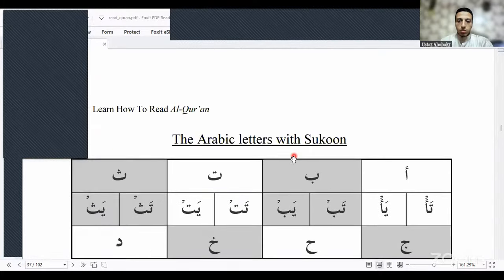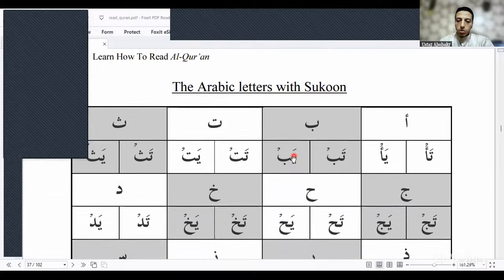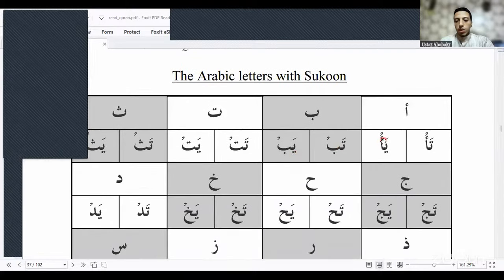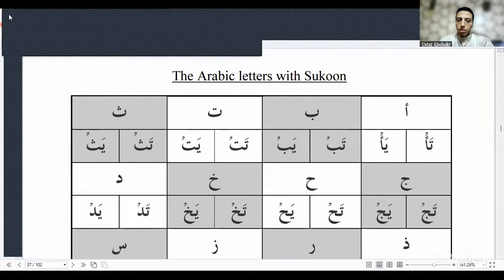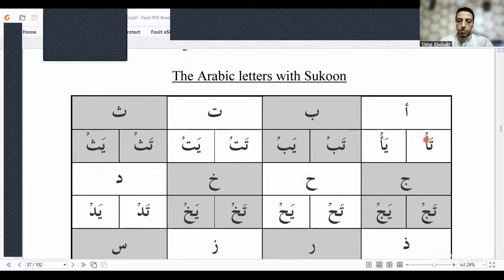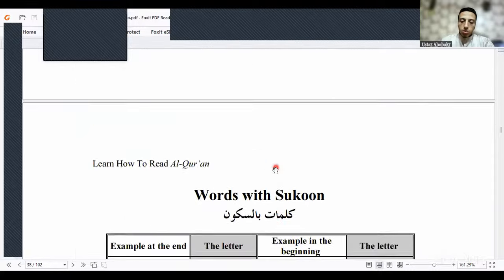All right, so what we have here is sukun, the sound of sukun, which looks like a half incomplete circle on the top of the letter. Here we have it right here. We can see on the top of Hamza there's a half circle, a non-complete circle. We have it on the top of letter Ba. We have it everywhere. How do we read a letter with sukun?